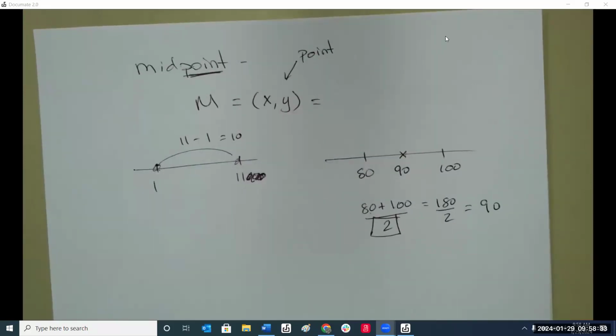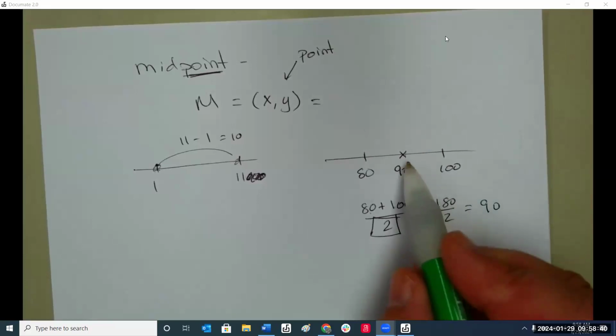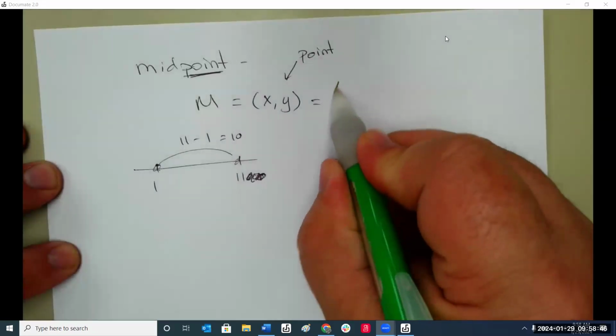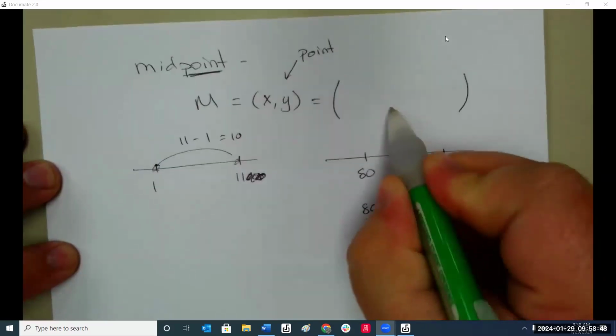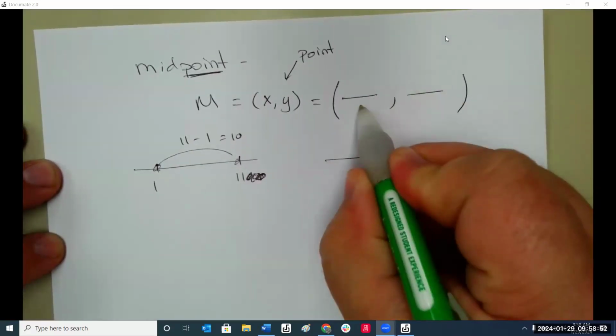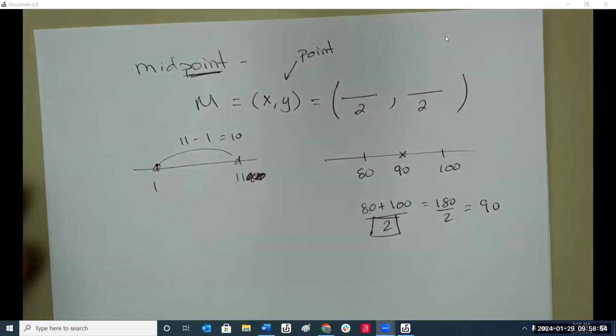So to figure out the midpoint, mid means half. Half is divided by 2. So what we do is we add our endpoints and divide by 2. So our formula, we have to divide by 2. We have to do it with the x values, and we have to do it with the y values.